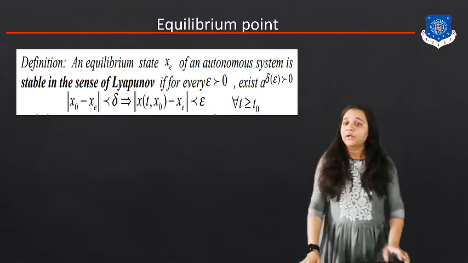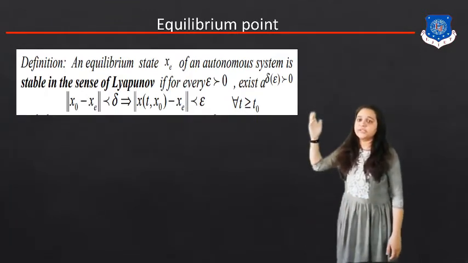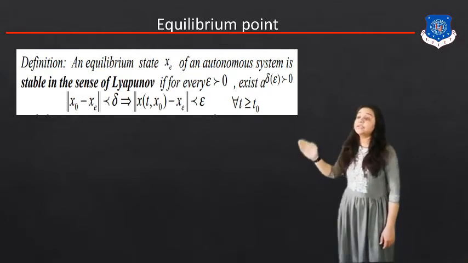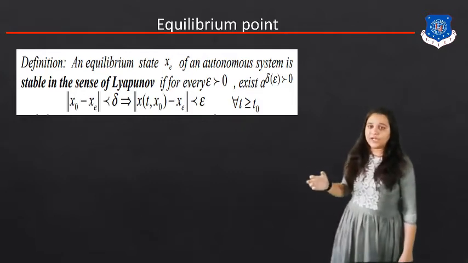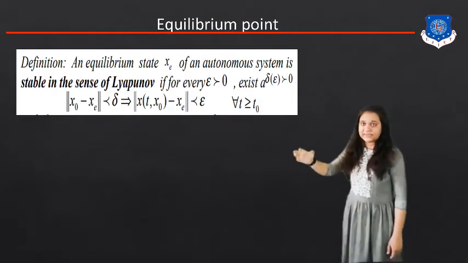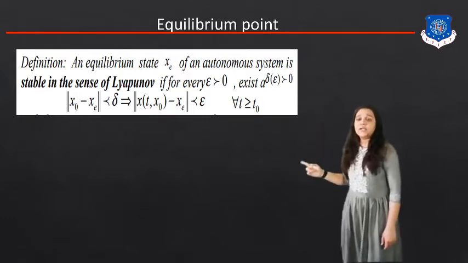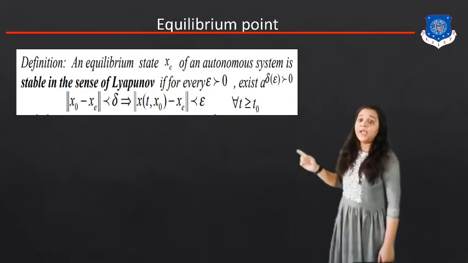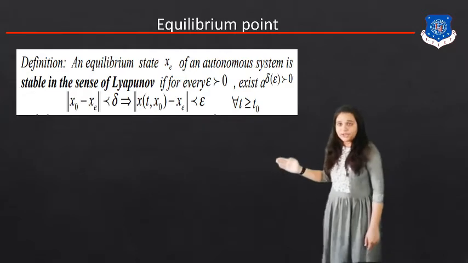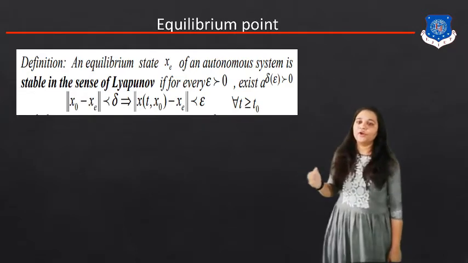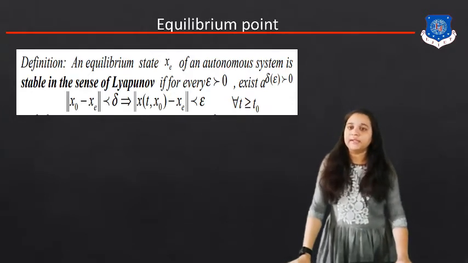Okay, so an equilibrium state xe of an autonomous system is stable in the sense of Lyapunov if, for every epsilon greater than 0, there exists a delta greater than 0. So this is the condition for stability: norm of x0 minus xe less than delta implies norm of x(t, x0) minus xe less than epsilon for t greater than t0.